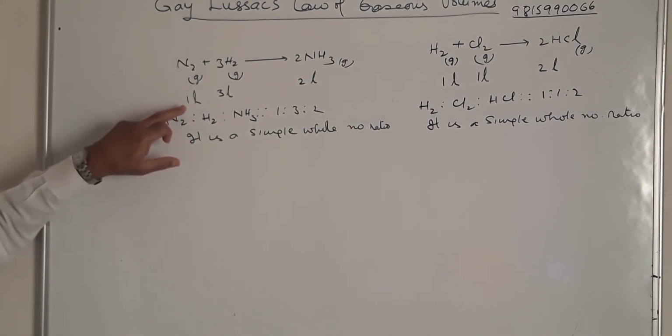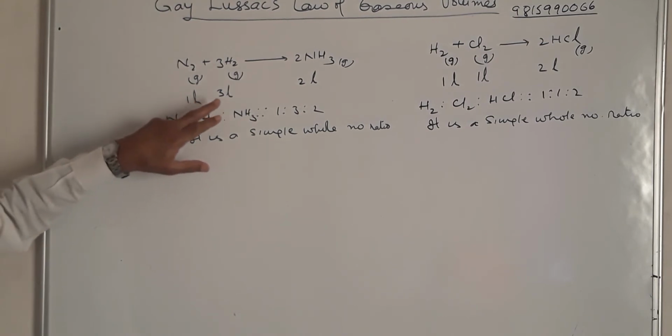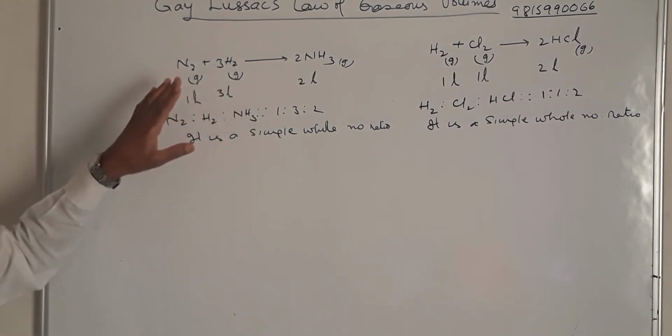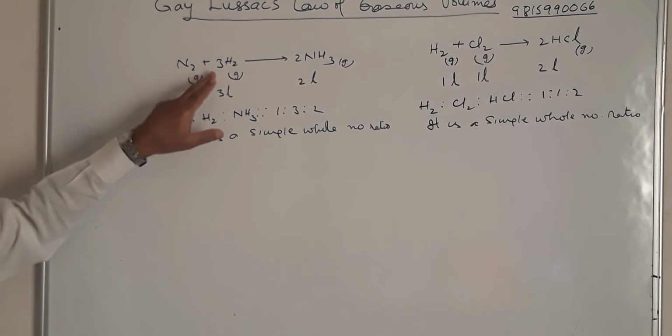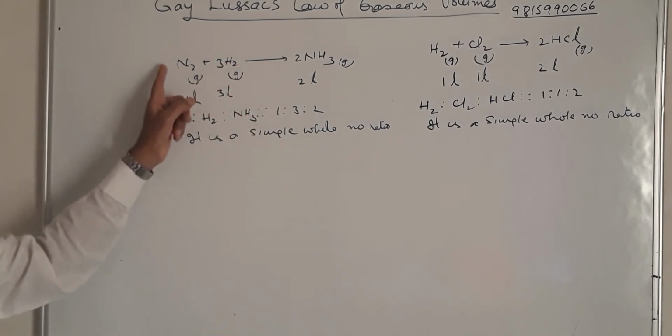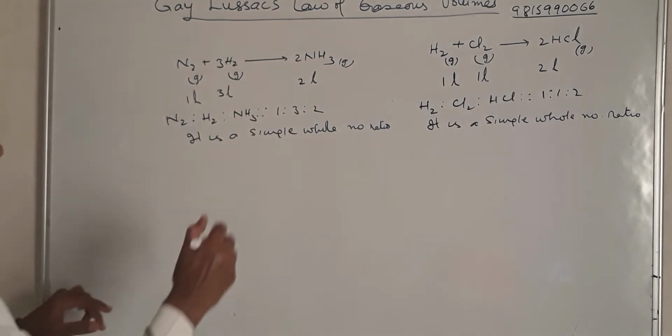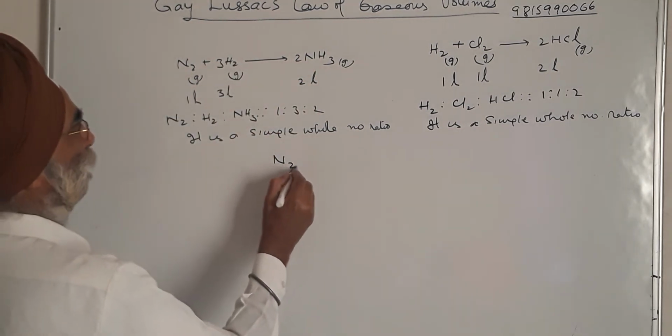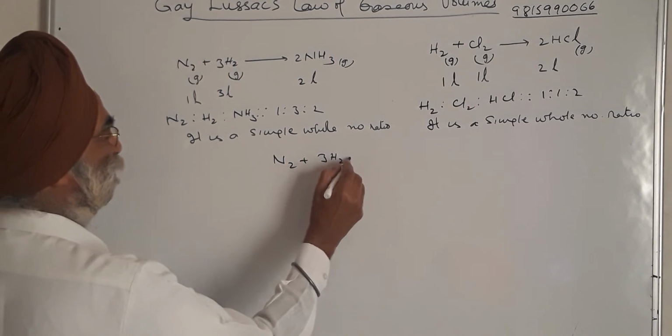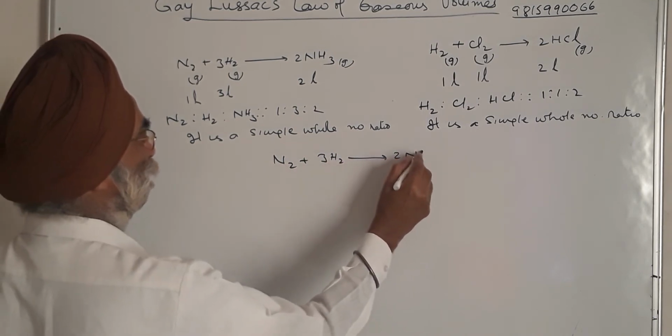We have considered the volumes in accordance with the balanced chemical equation: 1 liter, 3 liters, 2 liters. We may generalize it: N2 plus 3H2 give rise to 2NH3.